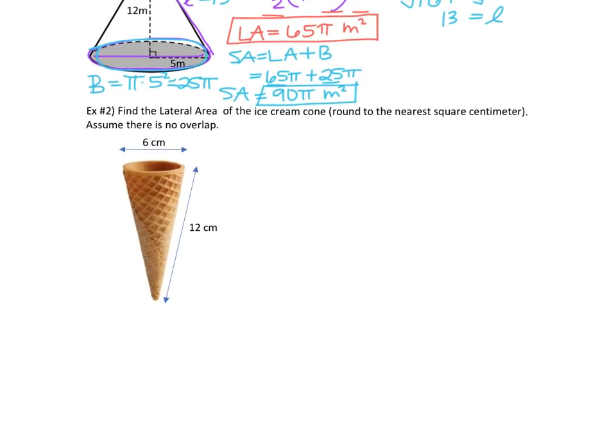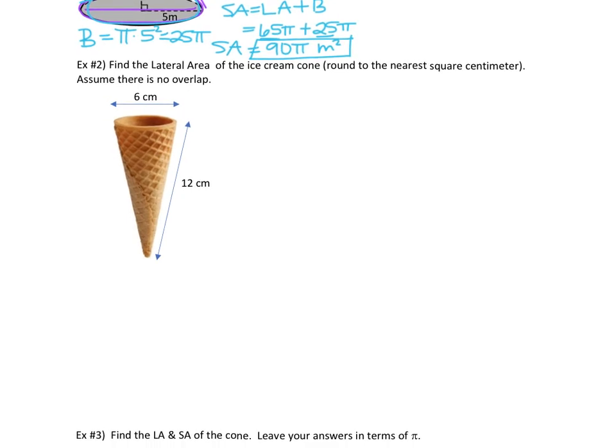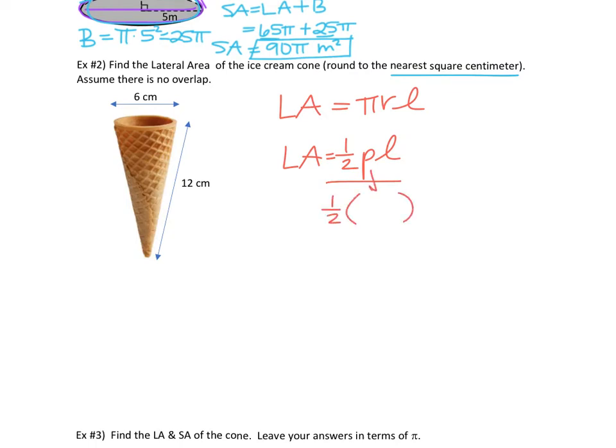All right, next one. This one says find the lateral area of the ice cream cone, round to the nearest square centimeter. Remember, whenever it's a real world situation, we round it. So we're going to do the lateral area. This one doesn't ask for surface area. So this is just either pi r L, if you like the shortcut, or 1/2 P L. I wish I could ask you guys as a class who's using what, but I can't. So we're just going to go with this one. 1/2, and the perimeter of the base goes right here. If this is a diameter of 6, then my perimeter is pi times the diameter.